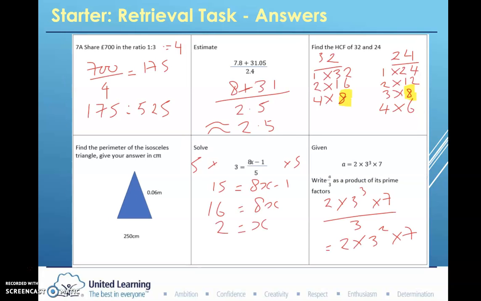Okay, so here are your solutions, the worked solutions. So if you can pause the screen for me, spend 2 to 3 minutes reading through the worked solutions, and correcting and marking your work.